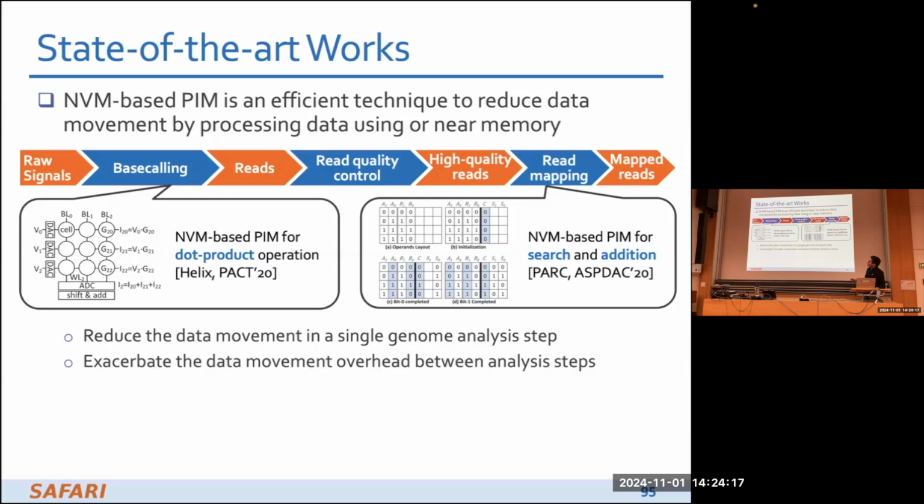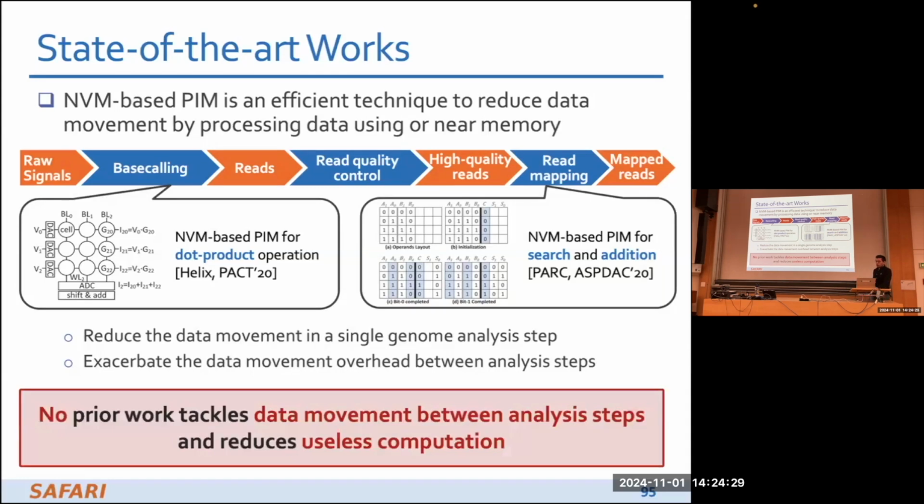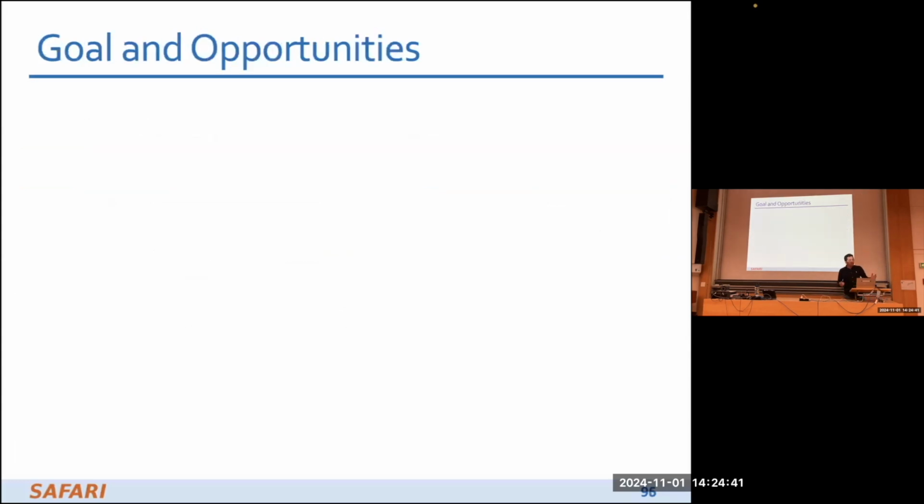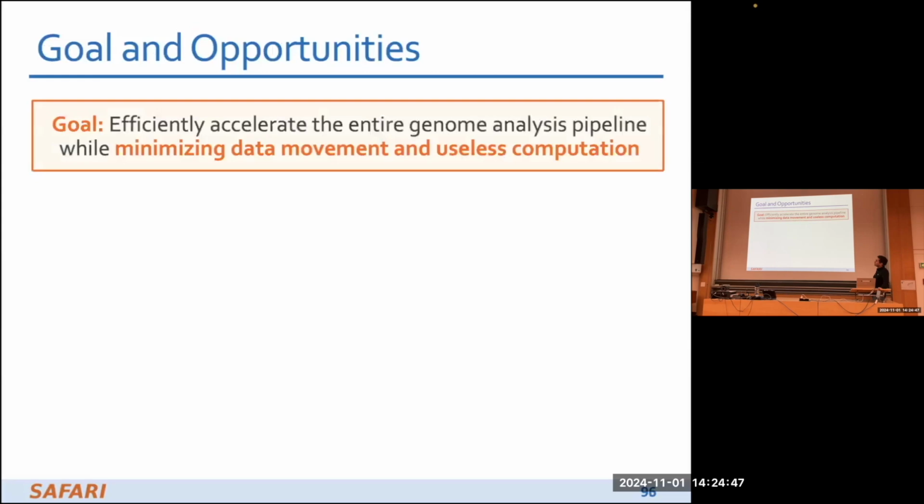But as you reduce the data movement in between these steps, ratio-wise, you're increasing the ratio of data movement in between other steps that you're not dealing with. Also, we recognize that there is essentially no prior work that tackles the unnecessary data movement in between base calling and read mapping. So we try to understand whether there's an opportunity for us to tackle this problem. Our goal is to efficiently accelerate the entire genome analysis pipeline, starting from base calling up until variant calling or read mapping, by minimizing the data movement and useless computation and movement.